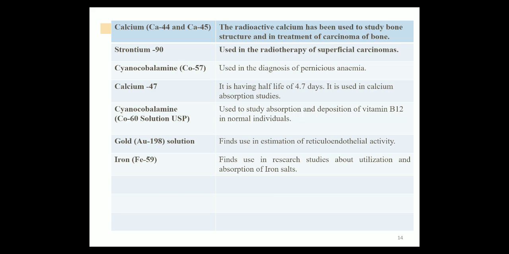Next, cyanocobalamin Co-60 solution USP, United States Pharmacopoeia. It is used to study absorption and deposition of vitamin B12 in normal individuals. Next example, gold Au-198 solution finds use in estimation of reticuloendothelial activity. Next and last is iron, ferrous Fe-59, which finds use in research studies about utilization and absorption of iron salts.